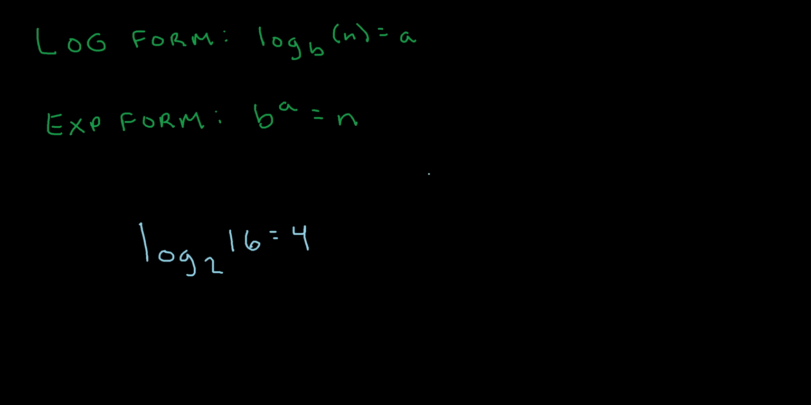Let's try another example. Let's say we have log base 2 of 16 is equal to 4. This is currently written in logarithmic form. To write it in exponential form, we'll just say the base, always start with the base, 2 to the power of 4 is equal to whatever we have on the left-hand side, 16. This is how we would write the expression in exponential form.